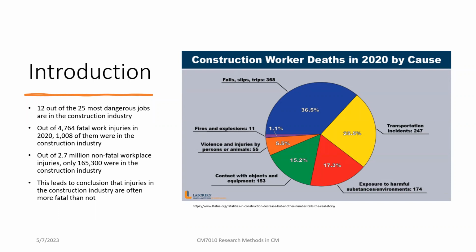Looking at the graph, it shows the 108 total fatalities grouped into categories of how they occurred. 36.5% of people either fell, slipped, or tripped. 25.5% of people were killed in transportation incidents. Exposure to harmful substances or environments were responsible for 17.3%. Contact with objects and equipment occurred in 15.2% of the cases. 5.5% accounted for violence and injuries by persons or animals. Lastly, 1.1% of fatalities occurred due to fire and explosions.